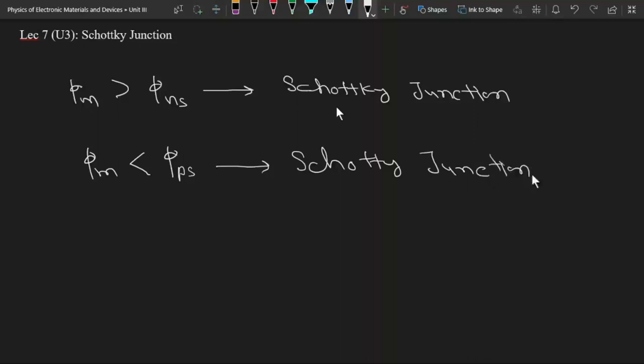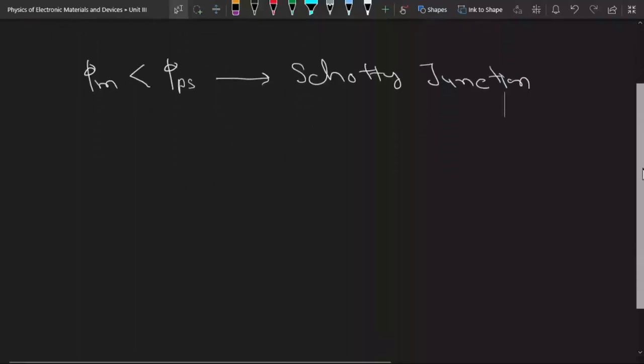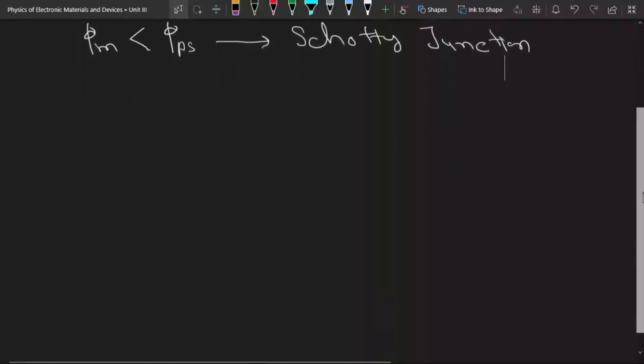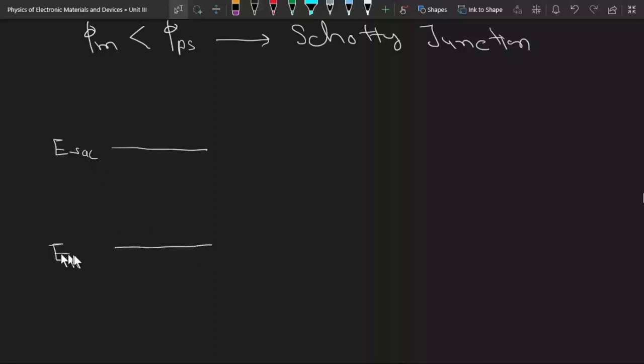Here I am taking an example of a Schottky junction between a metal and an n-type semiconductor. So first, let me draw the energy band diagrams of the metal and the n-type semiconductor. So we know that this is the vacuum level for the metal, and this is the Fermi level EF for the metal. And we know that all the energy states below this Fermi level are filled, and all the energy states above this Fermi level are empty.